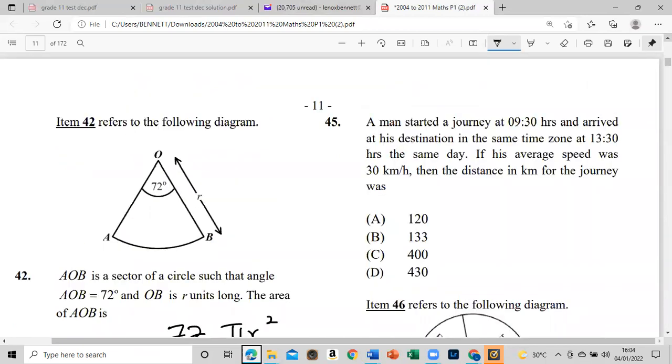A man started a journey at 9:30 hours and arrived at his destination in the same time zone at 13:30, so that's army time, so that's 1:30, right? If the average speed was 30 kilometers per hour, then the distance is. All right, so I'm going to go easy. From 9:30 to 10:30, that's 1. 10:30 to 11:30, that's 2 hours. 12:30, so 4 hours. And I'm going to move at average speed of 30, so it's 30 times 4.